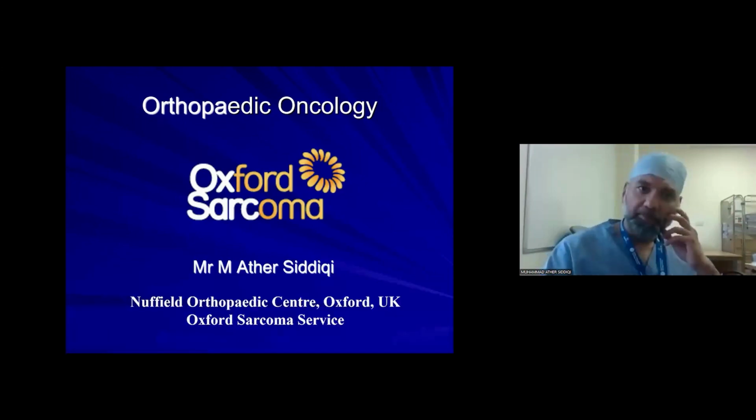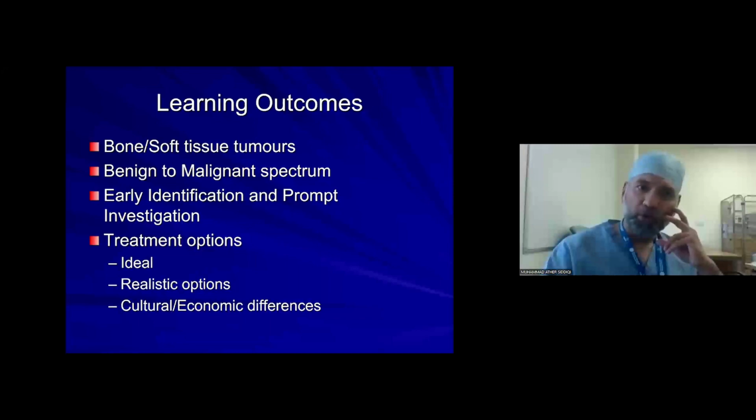So we'll be talking about the common bone and soft tissue tumors. We can't obviously discuss all of that. We conduct that as a 3-day course, and even then we find time is not enough. We'll also talk about some of the benign tumors, as well as going on to see some of the malignant tumors on the spectrum. There are obviously intermediate grade tumors as well in between the two. We also need to discuss early identification, prompt investigation of these tumors, and then the treatment options available for some of the common ones.